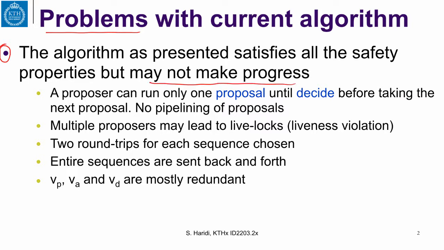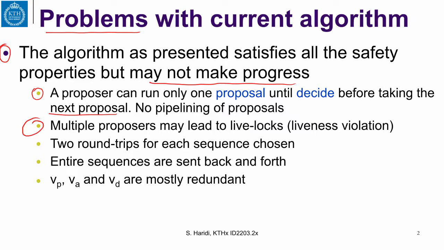There are a number of problems we have. So a proposer can run only one proposal until decide before taking the next proposal. So there is no pipelining of proposals. Because we have multiple proposals, this may lead to a deadlock, as we know that if there are multiple proposals, one can run over the other. The first one can do a prepare phase, and then before going to the accept phase, the second one does a prepare phase and aborts the first one, and it goes on.